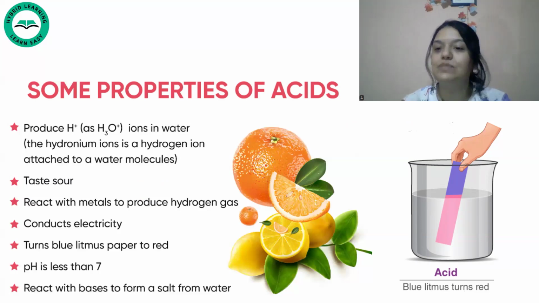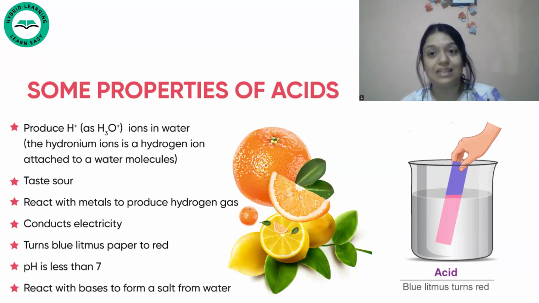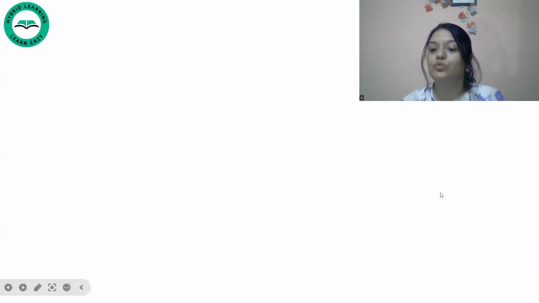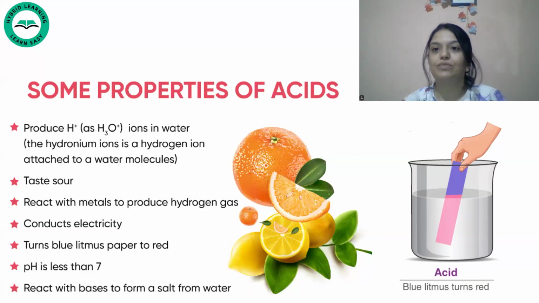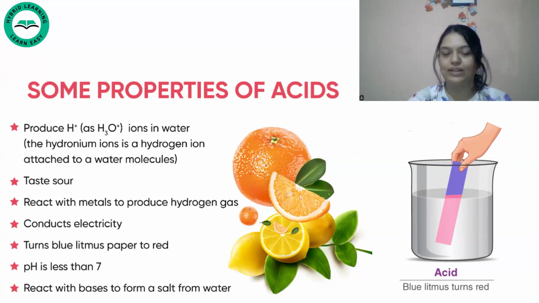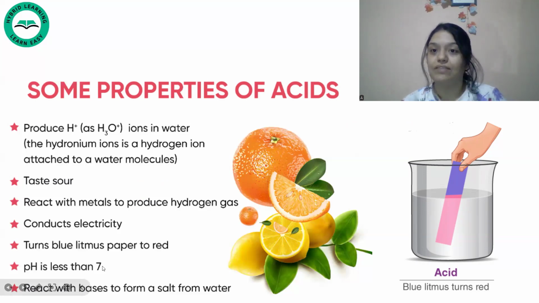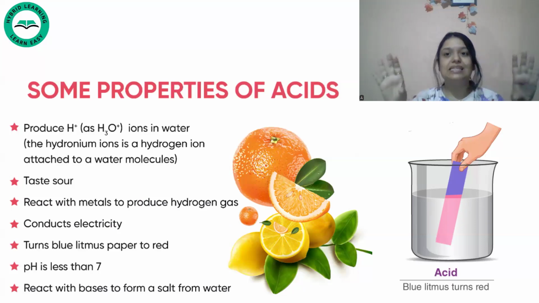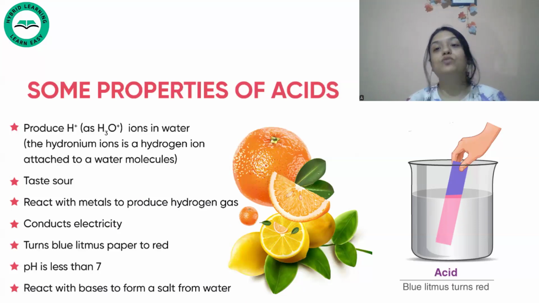As you can see here, when I dip a blue litmus paper in an acidic solution, it turns red. That's a very important point. Next, pH is less than 7. The pH of acidic solutions on the pH scale is always less than 7. Acids react with bases to form salt and water. If you remember from the last video, we studied the neutralization reaction: an acid reacting with a base to form salt and water. That is what we have spoken about.